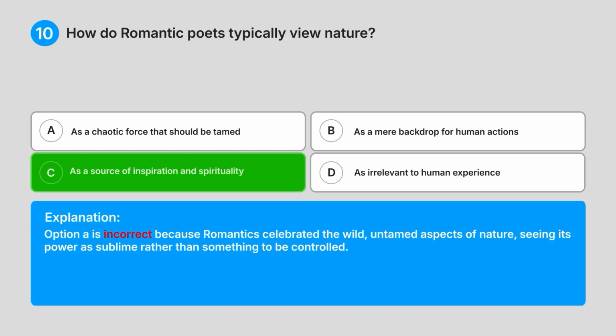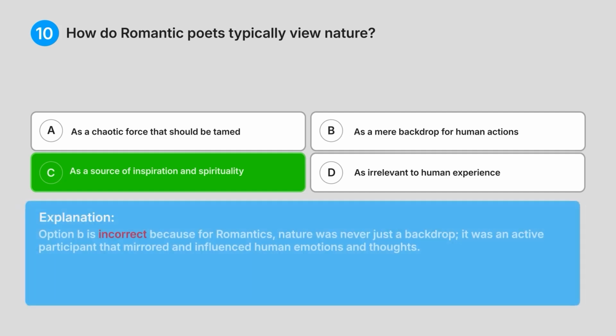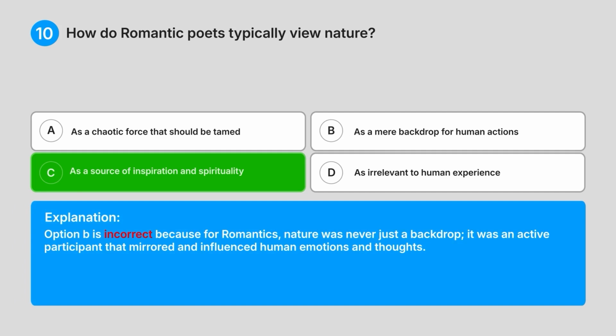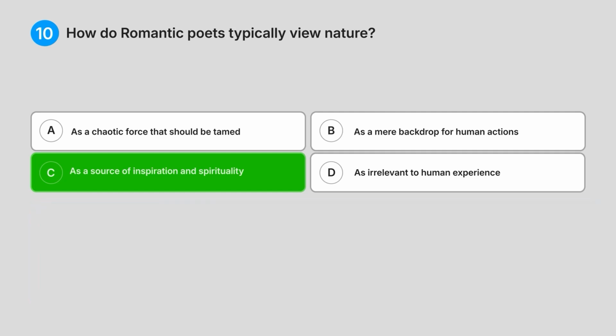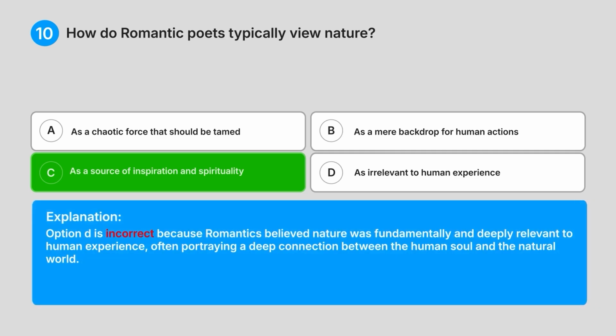Option A is incorrect because Romantics celebrated the wild, untamed aspects of nature, seeing its power as sublime rather than something to be controlled. Option B is incorrect because for Romantics, nature was never just a backdrop. It was an active participant that mirrored and influenced human emotions and thoughts. Option D is incorrect because Romantics believed nature was fundamentally and deeply relevant to human experience, often portraying a deep connection between the human soul and the natural world.